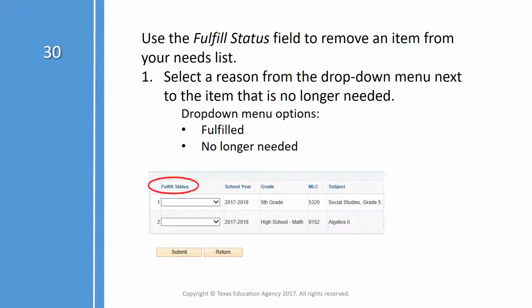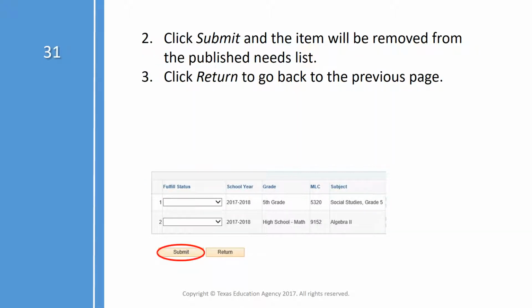Use the Fulfill Status field to remove an item from your needs list. Select a reason from the drop-down menu next to the item that is no longer needed. The drop-down menu options are Fulfilled or No Longer Needed. Click Submit and the item will be removed from the published needs list. Click Return to go back to the previous page.